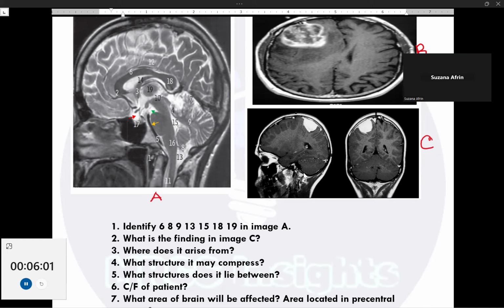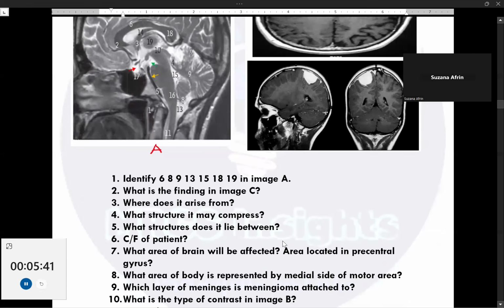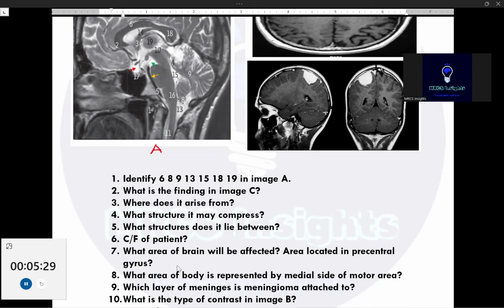Can you tell me an important presentation of this patient? The most important presentation: the patient will have monoparesis of the contralateral limb. This is a must-tell symptom. What area of the brain will be affected then? It will affect the motor area 4, the area located in the precentral gyrus.